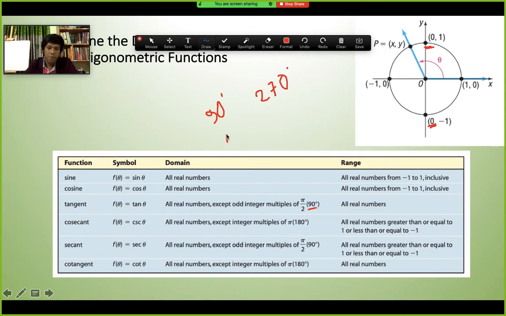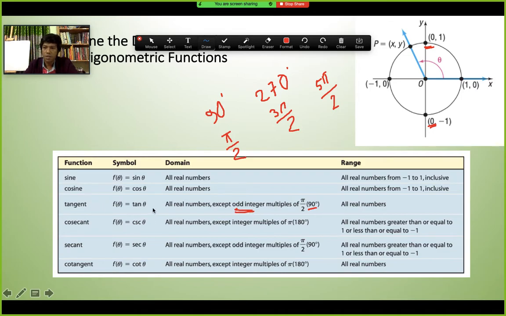So 90 degree means pi by 2. And then 2 pi by 2 you can say, but that is actually pi. Then 3 pi by 2 means 270 degree. Then next one will be 5 pi by 2, where the graph is not defined. Then next one will be 7 pi by 2. That means odd integer multiple of pi by 2. At all the odd integer multiples of pi by 2, this tan function is not defined.